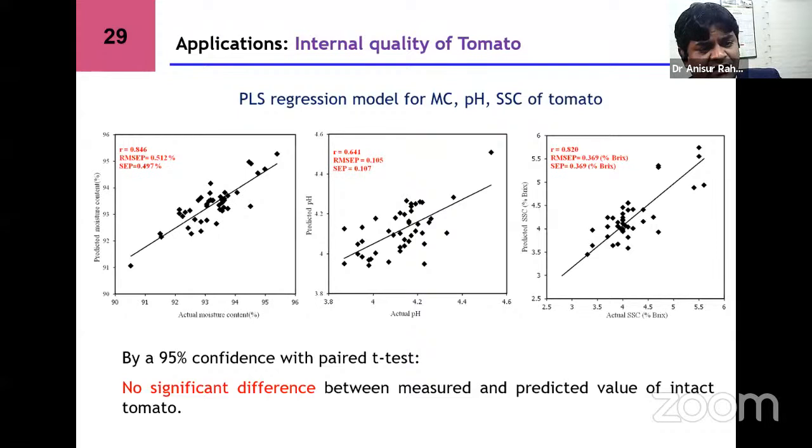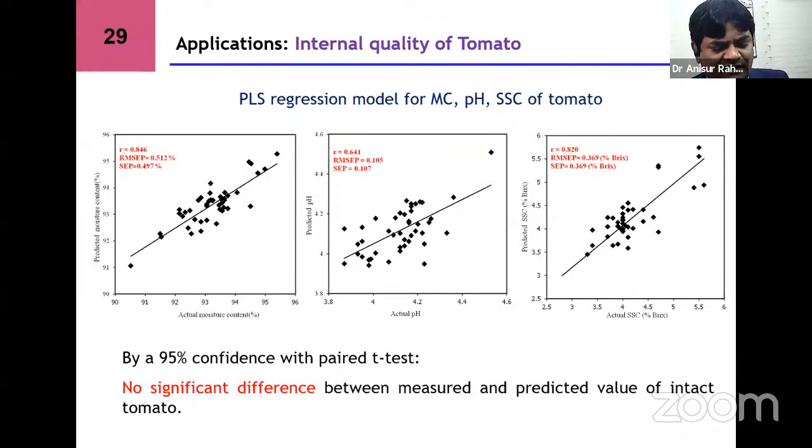For the pH, the root mean square error is too high and the coefficient is not high, because when we measure the pH of tomato, the range is too low, like 3.9 to 3.92. This is a 0.02 difference within the tomato. So the pH in the tomato is not significant, and the pH is not a good result here.